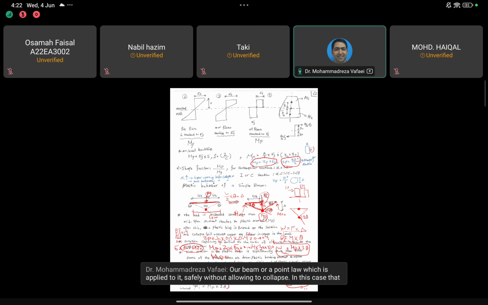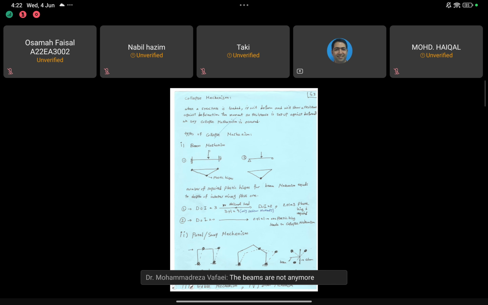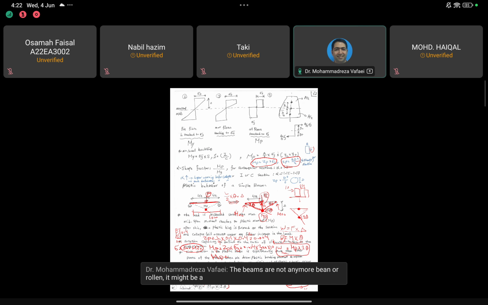In this case that we investigated, the support conditions were both sides pin and roller. But in reality, we may face a condition that the beams are not anymore pin or roller. It might be a fixed condition. So we need to go through that condition. And for those cases, we also need to calculate the value of MP. That is something that we are going to discuss in our next class. I will solve more examples like that in our next class to understand the case.